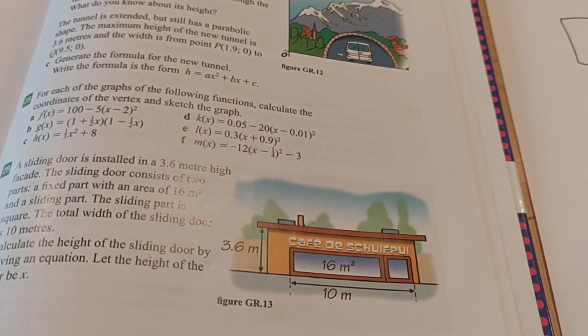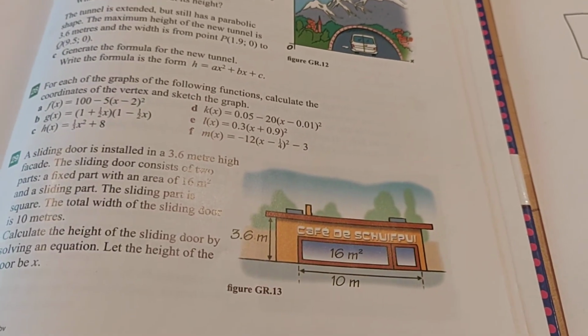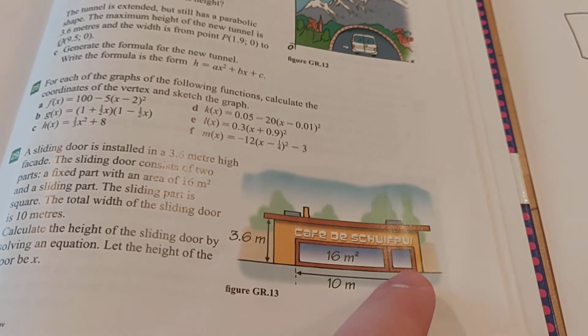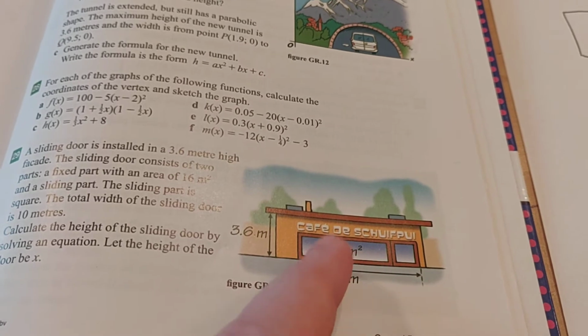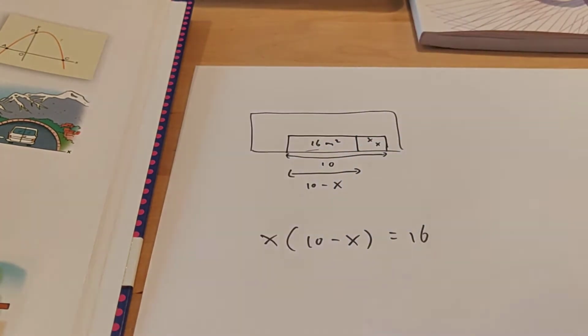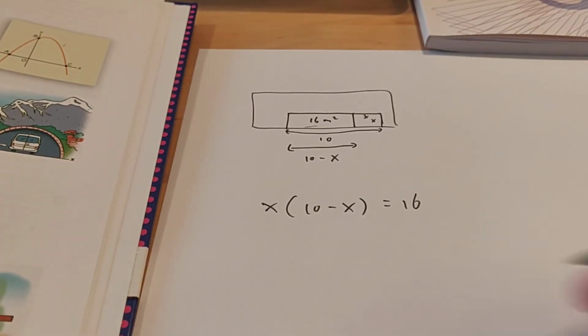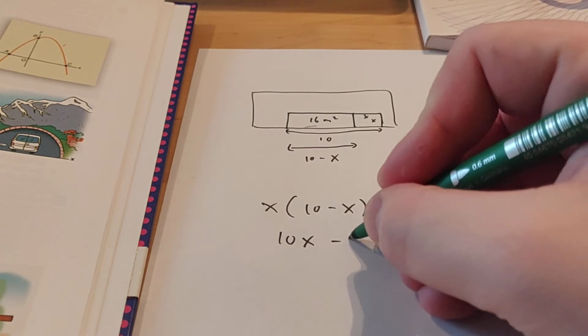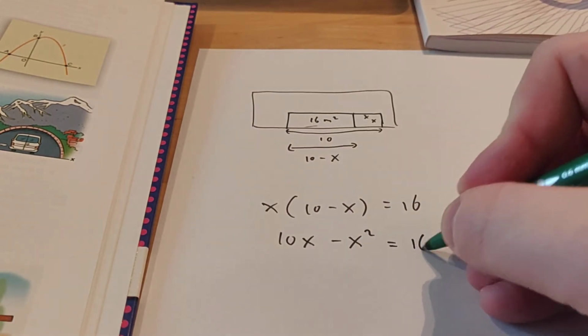So this question, or this picture, is a bit difficult because you also have the 3.6 here that you don't actually need. And you have this part that you actually also don't need. We only need the middle part with the 16, and that's what we use to make an equation. We just say this length times that length is 16. And then we solve that. So here we have 10x minus x squared equals 16.